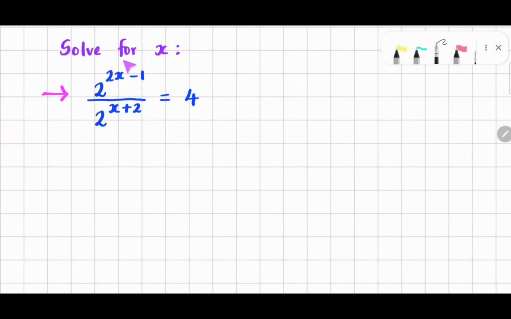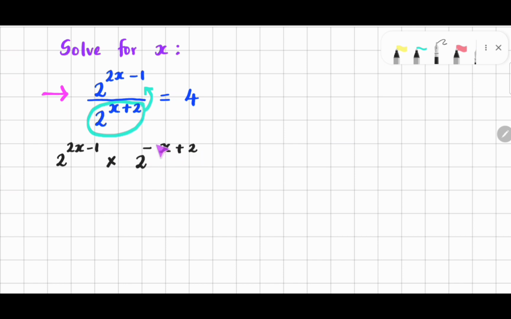Now let's solve this for x. As you can see here, the bases of the numerator and the denominator are same. So we can apply the quotient rule for the exponent, which says that if we bring the denominator to the numerator, then the power of the denominator becomes its opposite sign. Here we have x plus 2. So it becomes minus of x plus 2.